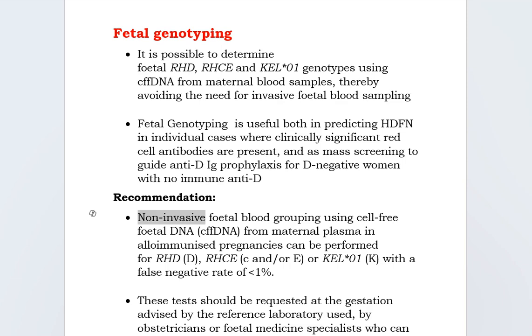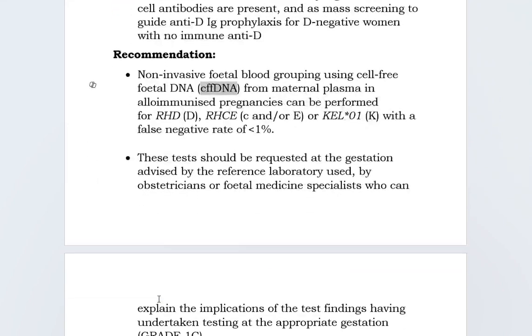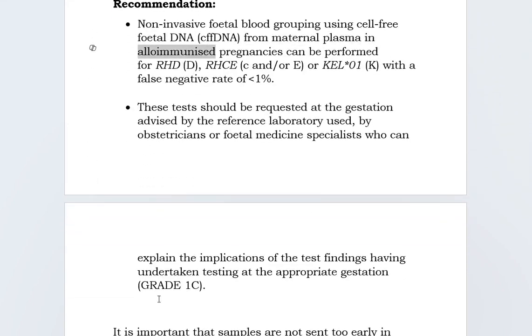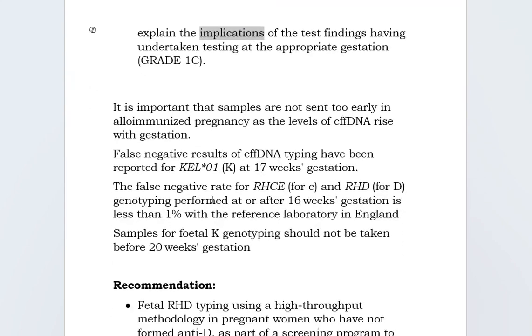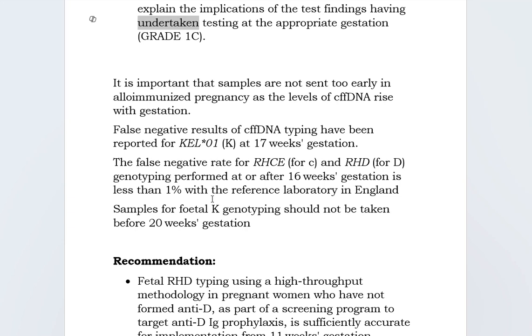Recommendation. Non-invasive fetal blood grouping using cell-free fetal DNA, cfF-DNA, from maternal plasma in allo-immunized pregnancies can be performed for RHD, D, RHCE, C and/or E, or KEL*01, K, with a false negative rate of less than 1%. These tests should be requested at the gestation advised by the reference laboratory used, by obstetricians or fetal medicine specialists who can explain the implications of the test findings, Grade 1C.